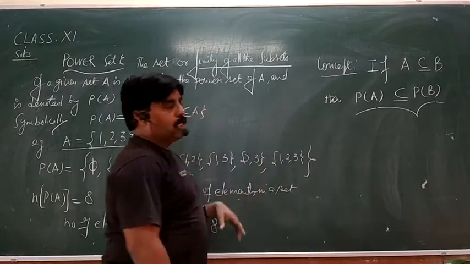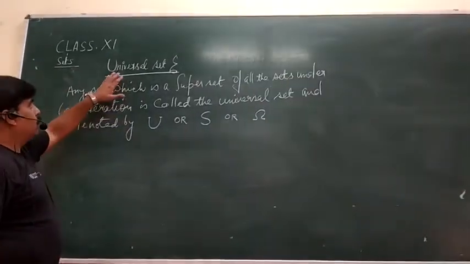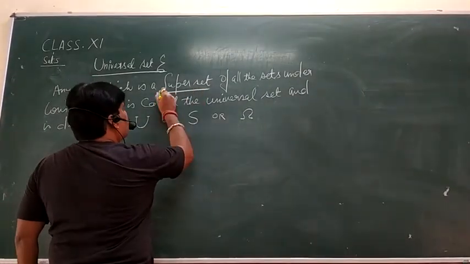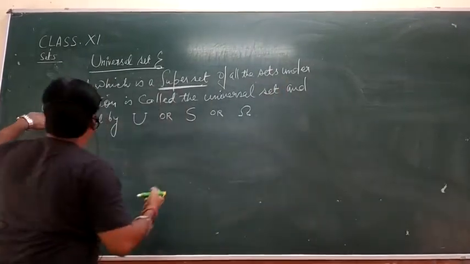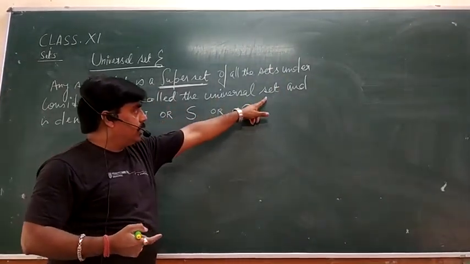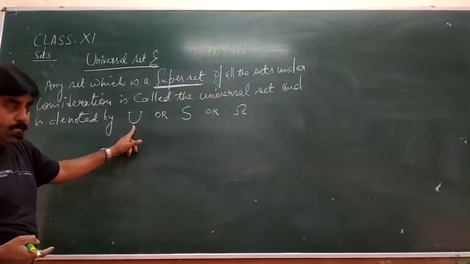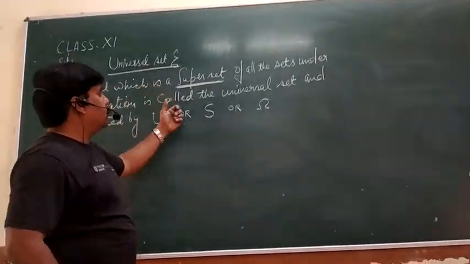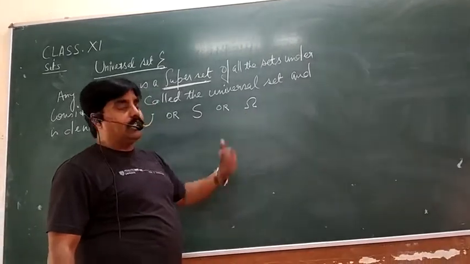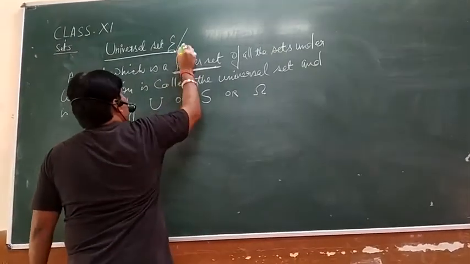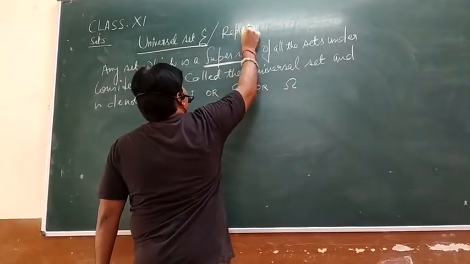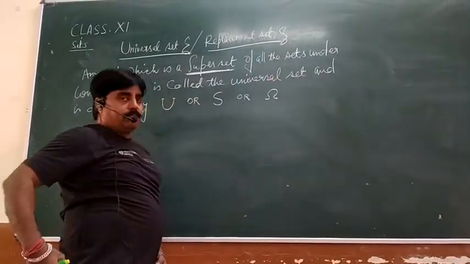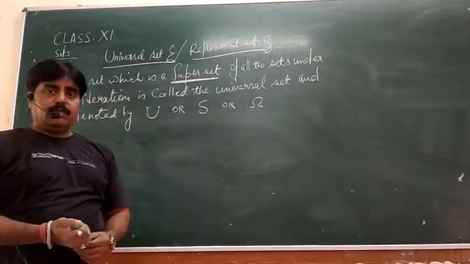Next we will discuss the universal set. Okay, now the universal set. Any set which is a superset of all the sets under consideration is called the universal set, and it is denoted by capital U. In a few books you will see a different sign used for representing the universal set. This universal set is also known as a replacement set. Sometimes people say universal set, sometimes replacement set.